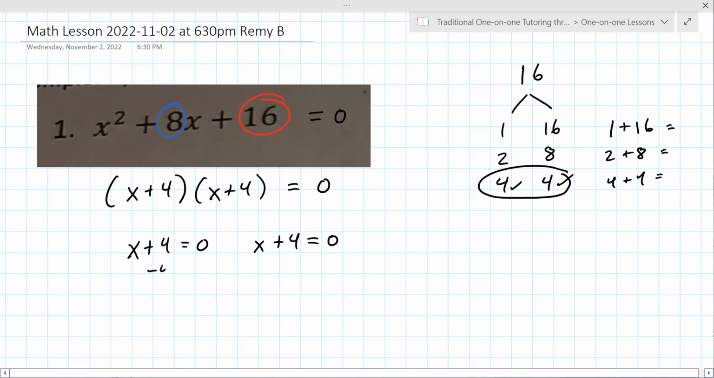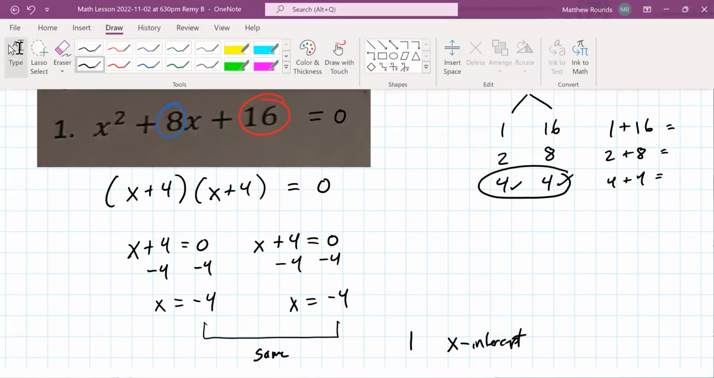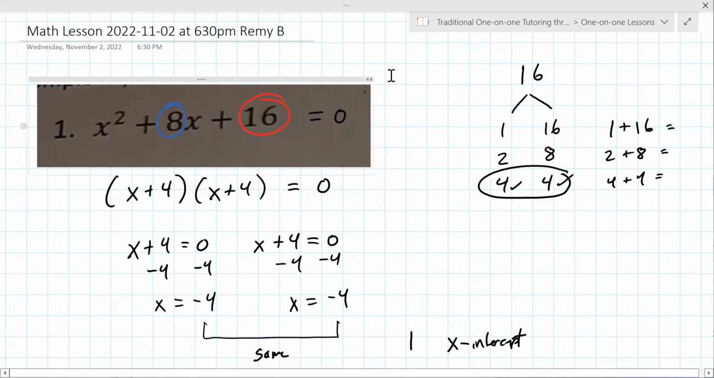So in this case, you're going to subtract 4 from both sides, and you're going to subtract 4 from both sides. Okay. So what do you notice about these two numbers? They're both the same. So this means it only has one x-intercept. If you factor and you get the same thing, it's only one intercept.